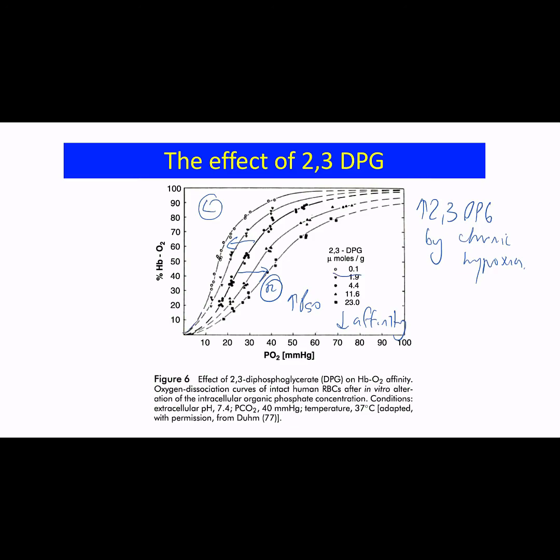So you can see here, that's that curve there. The P50 is very small. It's less than 20. It's significantly left shifted. So red cells that have been stored for over 14 days are not good at unleashing the oxygen that is stored within the haemoglobin.